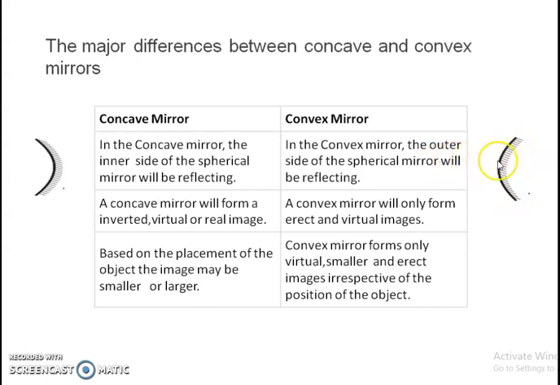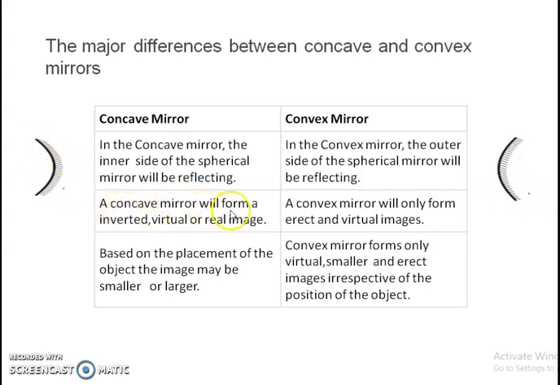Here the light will come, incident ray will come and strike and reflect. The light will get reflected. So in convex mirror, the inner side is the polished one, whereas the outer side is the reflecting one. In concave mirror, it is just the opposite.